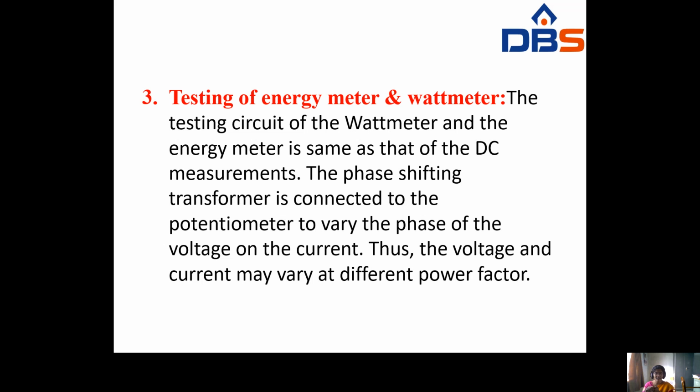The phase shifting transformer is connected to the potentiometer to vary the phase of the voltage and the current. So to test the energy meter or watt meter, we connect the phase shifting transformer to the potentiometer to vary the phase of the voltage and current. Thus the voltage and current may vary at different power factors, and at that time you can directly find out the power value and energy value.